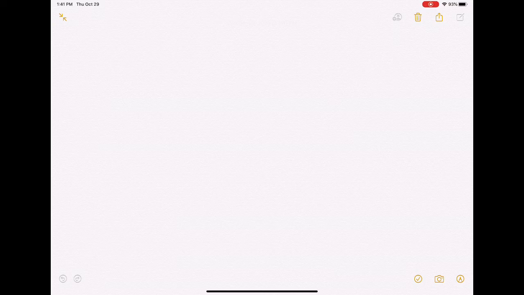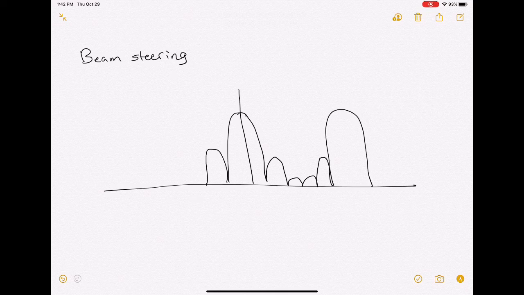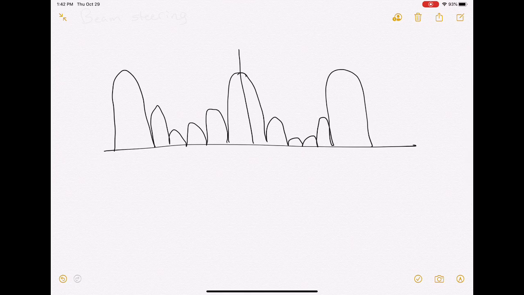Now that we've talked about and introduced the idea of arrays, now we're going to talk about one of the most useful things that they can do, which is beam steering. We talked before about the graphical representation of the sinc function. I'm drawing it with 4 side lobes, which would be for 5 antenna elements, but obviously you can vary the number of zeros to increase or decrease n that way.